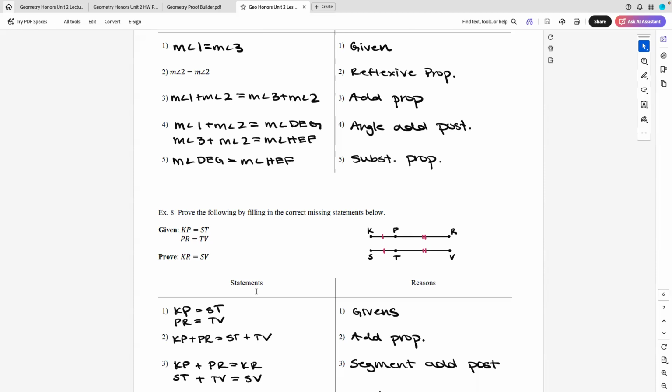You can skip what? No, we don't skip that. It's reflexive we're skipping over. No, because you have to show how you're going to do the substitution in the first place, right? So here's the thing. And by the way, step 3 could be step 2. KP plus PR adds to the whole thing, PR. If I did step 1, KP equals ST, PR equals TV, and step 2, segment addition postulate, KP, yes, that's totally fine. But then afterwards, we do need to make a statement that if you add KP to PR and ST to TV, those are going to be the same by addition property of equality, because you're adding equal parts to equal parts, right?